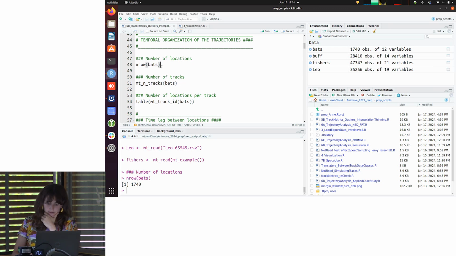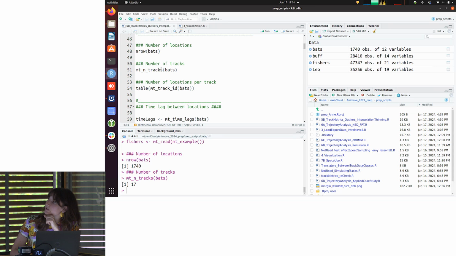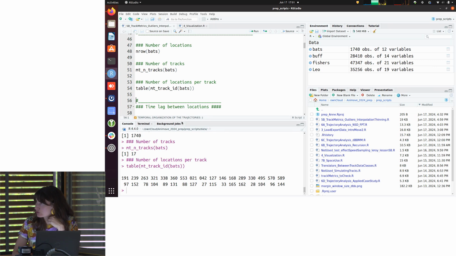With the function n.indiv or n.tracks, we also get how many different trajectories the move object recognizes, different animals. Each animal has a trajectory, and so we can see here that we have 17 bats, or 17 trajectories. And then if we look at the table of that, we also get how many locations we have for each bat. Here it's a bit confusing because the bat IDs are also numbers, but the numbers below are the number of locations for each ID.